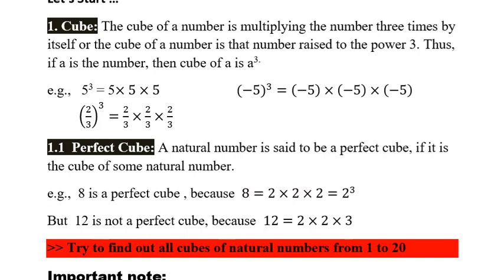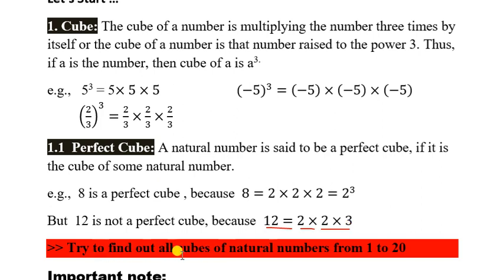But see, if we try to find out whether 12 is a perfect cube or not, again we have to factorize 12. For 12 we'll get 2 into 2 into 3. But see here, 2 is not present 3 times, 3 is also not present 3 times. That means 12 is not a perfect cube number. So in this way we can find out perfect cube numbers. Is it clear?